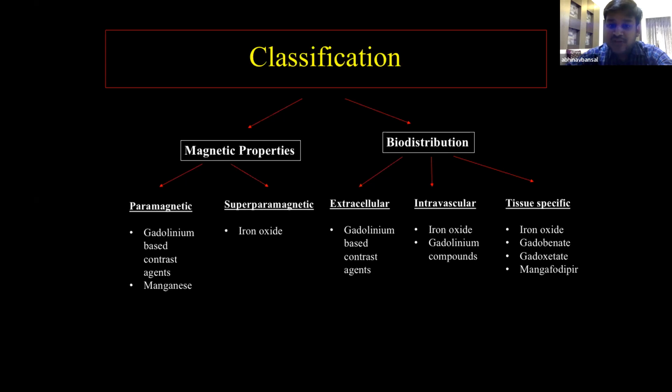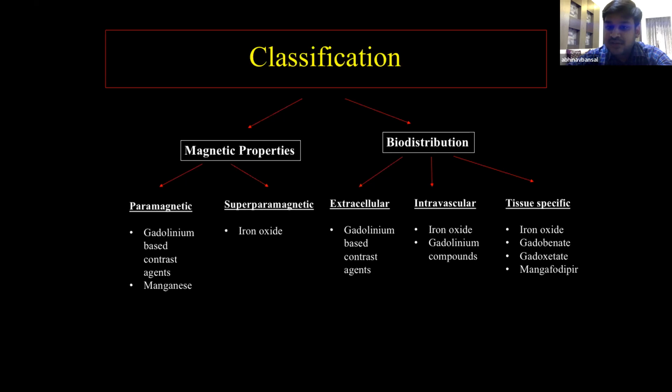Then on the basis of biodistribution, they can be extracellular agents. When injected, they rapidly diffuse into the extracellular space because of their small size, and then they are excreted by the kidney. So basically that raises a concern with kidney disease. These include the various gadolinium-based contrast agents.